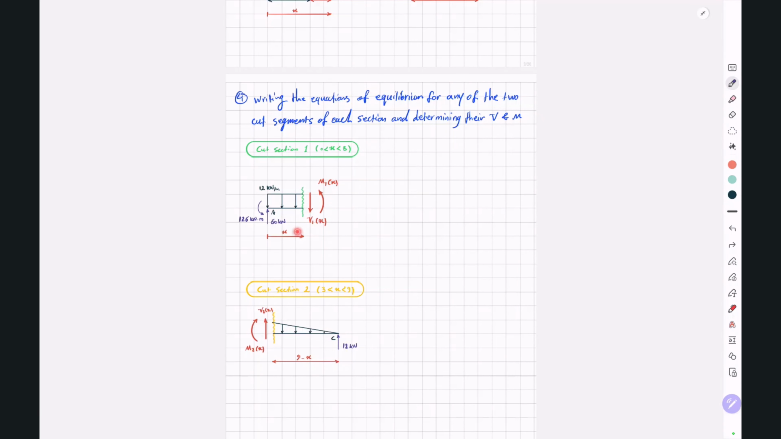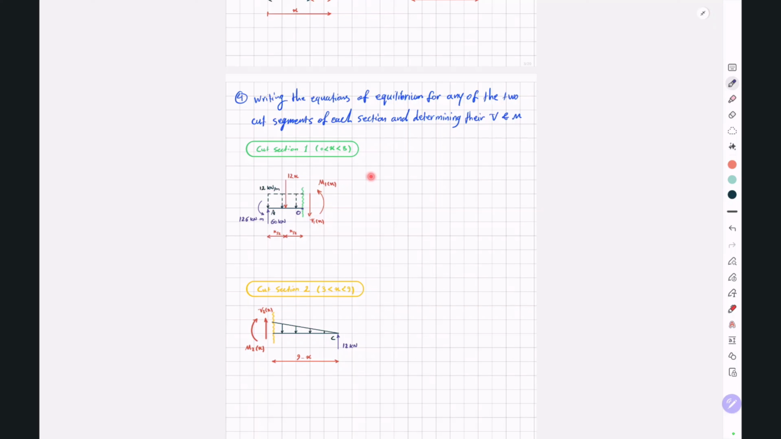Okay, so for this cut segment, we have to substitute this rectangular load with a single resultant force. The magnitude of our single resultant force will be the area under this rectangle, or 12 multiplied by x. That single resultant force will be applied at the centroid of this rectangle, right in the middle, at a distance x divided by 2 from each end. So this free body diagram can be substituted by this one here. I'm just going to remove this one and move this here.